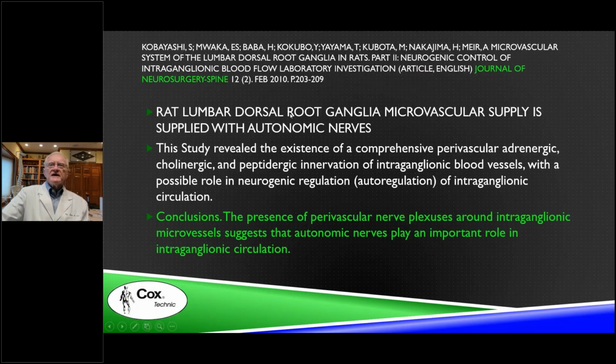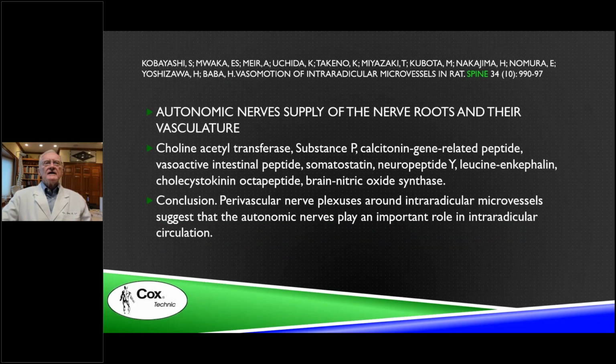The rat lumbar DRG is supplied with autonomic nerves. Please note that. The dorsal root ganglion is supplied with sympathetic nerves. It has a very comprehensive perivascular, adrenergic, sympathetic, cholinergic, parasympathetic innervation. Let's look at that. So these autonomic nerves supply the nerve root.